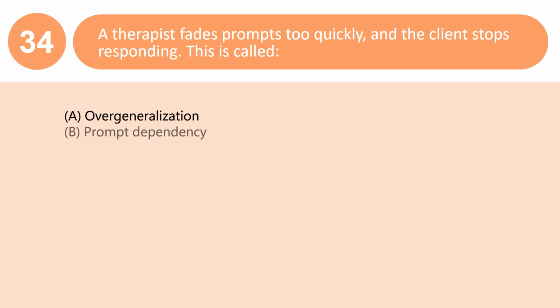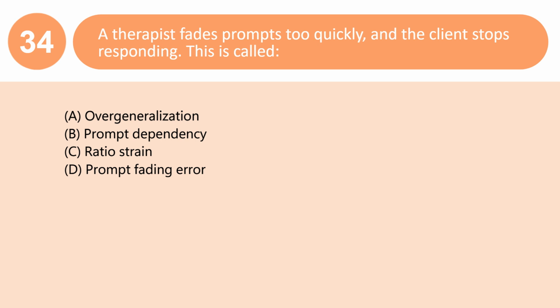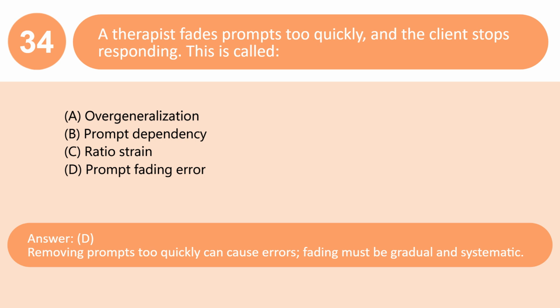A therapist fades prompts too quickly and the client stops responding. This is called A. Overgeneralization. B. Prompt dependency. C. Ratio strain. D. Prompt fading error. Answer: D. Removing prompts too quickly can cause errors. Fading must be gradual and systematic.